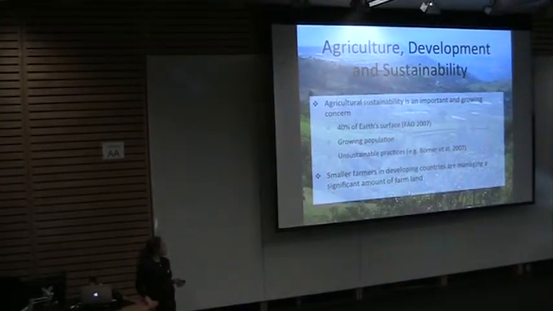So the agricultural sustainability piece, I think, is a pretty important part of the broader global sustainability piece for a number of reasons. Very simply, agricultural land is quite a significant proportion of the Earth's surface, about 40% according to the FAO, and that agricultural land is having to feed a growing population of people. And there's evidence in the literature that some of the practices that we're using are not that sustainable. And where the development thing comes in is that smaller scale farmers in developing countries are actually managing a fairly significant portion of this global farmland.